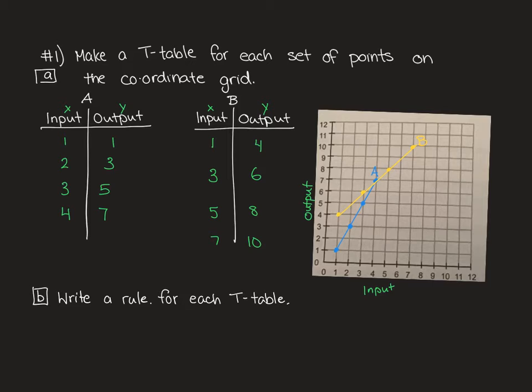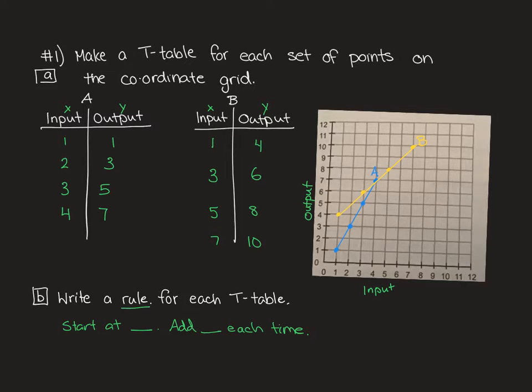For part B, they're going to ask us to write a rule for each t-table. When we're writing our rules, remember, a rule is going to have words instead of a formula. So it will be like start at blank and then add or subtract. And in this case, we're always going up. So we'd add something each time. This will be our format for writing our rules.